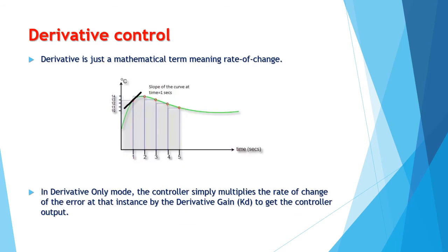Derivative control. Derivative is just a mathematical term meaning rate of change. In derivative-only mode, the controller simply multiplies the rate of change of the error at that instant by the derivative gain, Kd, to get the controller output.